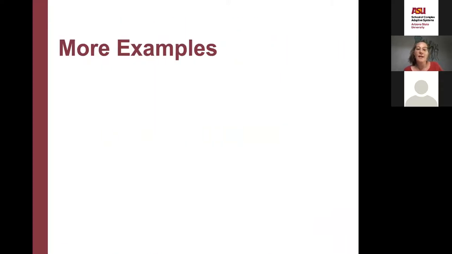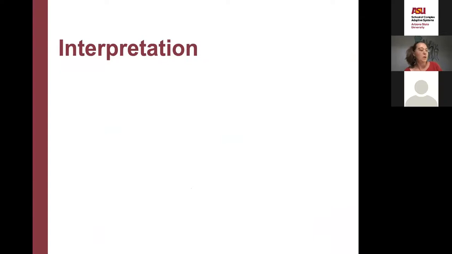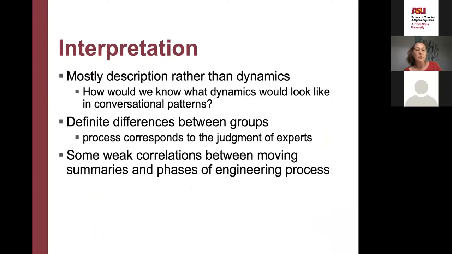I'm going to go ahead and see if I can get just a little bit farther here. So what we see essentially is something that's mostly descriptive rather than dynamic. Like I said, understanding dynamic patterns and conversational patterns among not just pairs, but multiple interactants is a challenging issue. There are definite differences between the groups. And there are at least some weak correlations between the moving summaries of the types of talk turns and the phases of engineering design process.